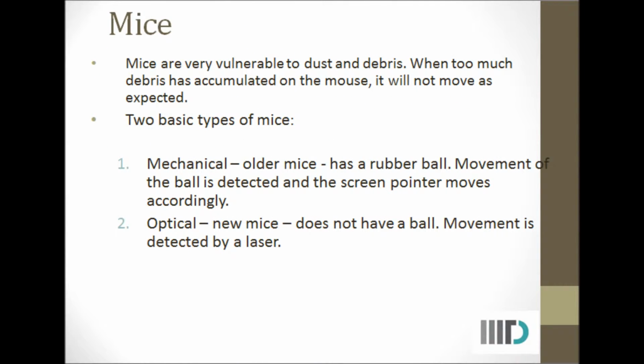Mice. Mice are very vulnerable to dust and debris. When too much debris has accumulated on the mouse, it will not move as expected. There are two basic types of mice. Mechanical, older mice, have a rubber ball. Movement of the ball is detected and the screen pointer moves accordingly. Optical, new mice, do not have a ball. Movement is detected by a laser.